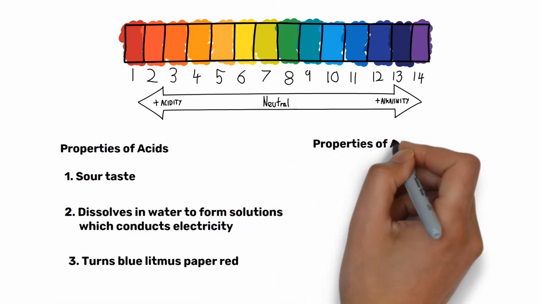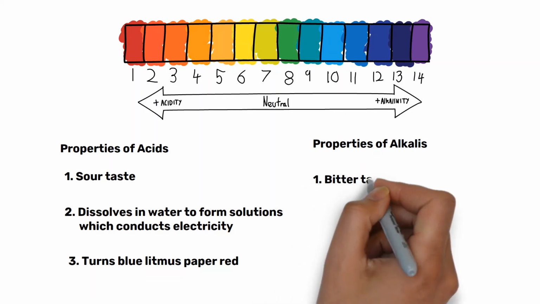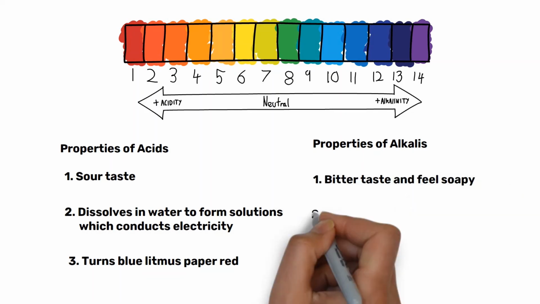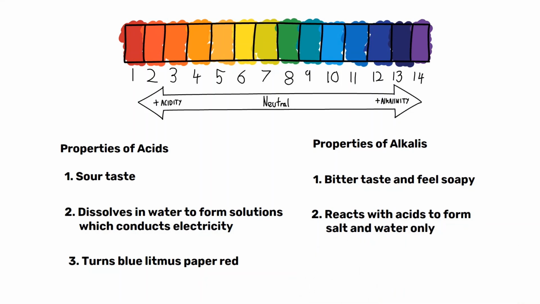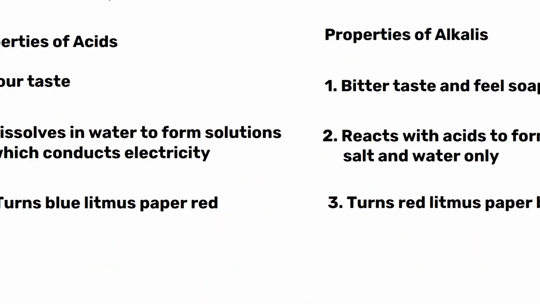So for properties of alkalis, first, it has a bitter taste and feels soapy. Second, it reacts with acid to form salt and water only. And third, it turns red litmus paper blue.